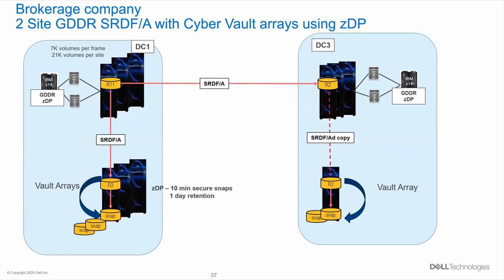And they also have a vault array that is also SRDFA connected in the primary site as a dedicated cyber vault array. And it's physically located right next to the production arrays. And they snap that SRDFA secondary in the DC1 site, in the bottom left. They snap that every 10 minutes and hold it for a day.